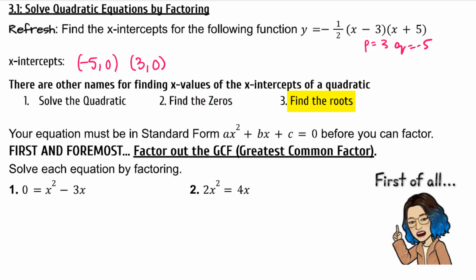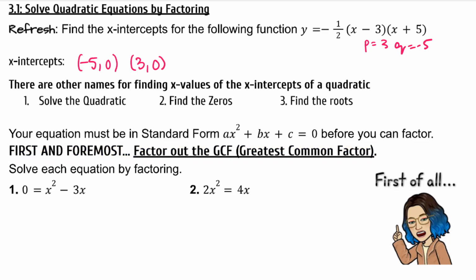Your equation must be in standard form, ax squared plus bx plus c equals 0, before you can factor. First and foremost, always look for a GCF, a greatest common factor. It'll make your life way easier, and sometimes you can't even factor further if you don't take out the GCF.